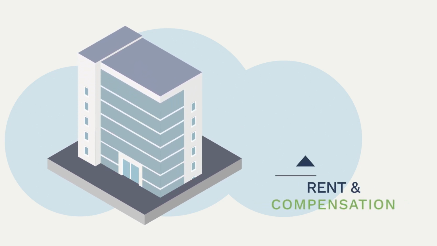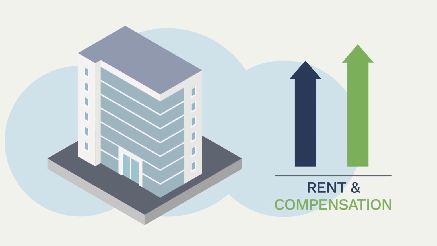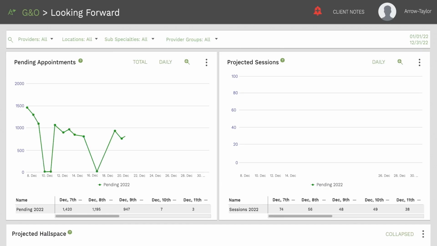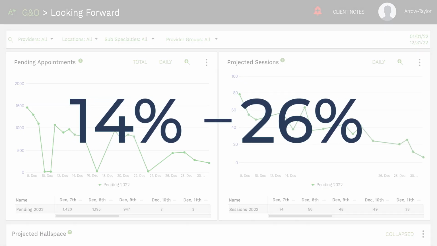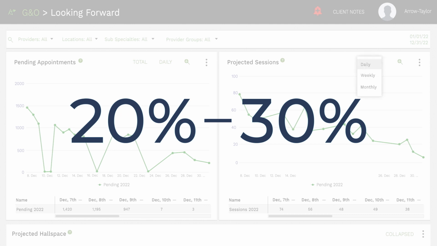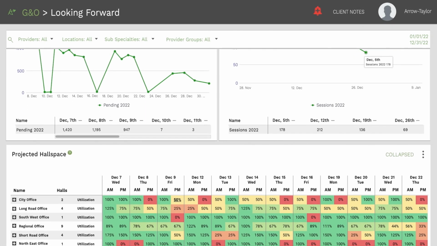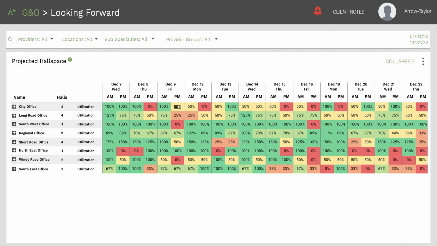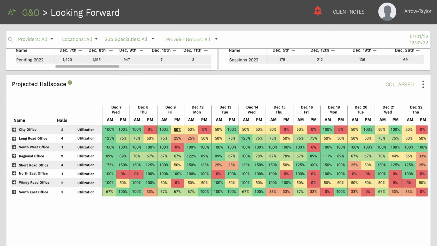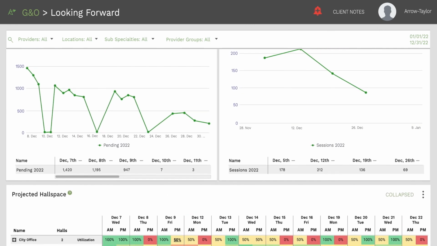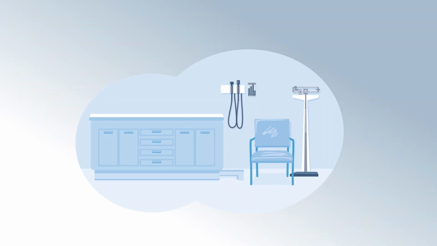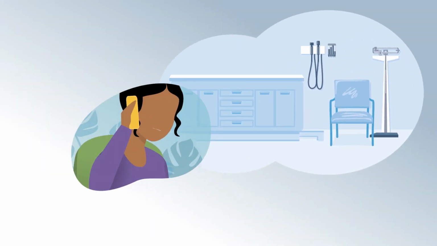Often, the two biggest expenses in a physician practice are rent and compensation. So let's make sure you're using all of your space before you add more. With our tools, we've found there's roughly a 20 to 30% disconnect between how much space is reserved and how much is actually used. That's a lot of expensive real estate left unused. Knowing how your practice utilizes space will allow you to make decisions about new space and when to recruit providers to help fill space, especially if you have wait times that indicate patient demand.